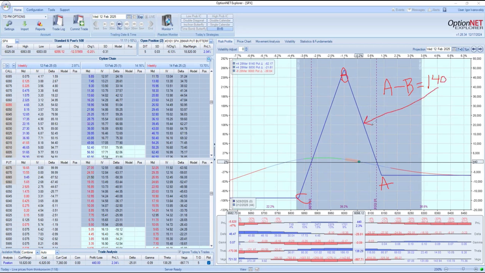That's here. Now to figure out the width of the put credit spread, we take B minus C. B being 6,000, and our long option on the put credit spread is at 5830. So 6,000 minus 5830, that's 170.